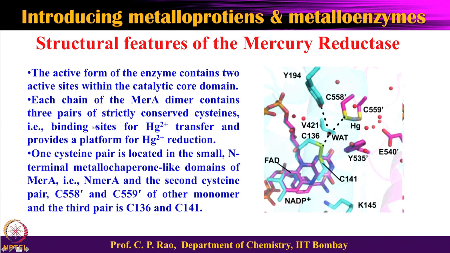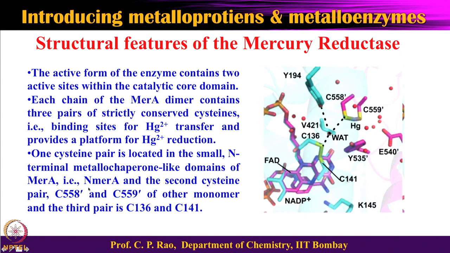Each of these domains has 3 pairs of strictly conserved cysteines. Pairs. So, why do you say pairs? The 2 cysteines can stay as a disulfide also. So, that is why you talk about the pairs, of which one of the cysteine pairs is in the N-terminal domain, which is like a metallochaperone, which means it carries the metal ion. Basically, it carries the metal ion and brings it.